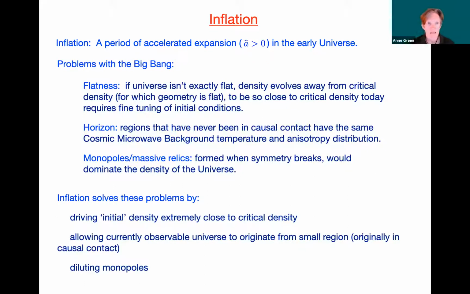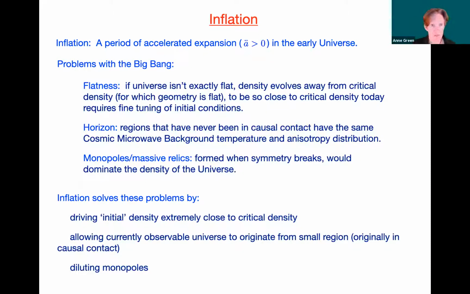And it does it in different ways. So in terms of the flatness problem, it turns out that this period of accelerated expansion drives the initial density so close to the critical density that even though it evolves away from it later, if the universe isn't exactly flat, it stays very close to it. The horizon problem is solved because we can take a small patch of the universe that was initially in causal contact and expand it by a huge amount so that all of the currently observable universe originated from this small initial region. And then finally, if you have troublesome massive particles produced, this rapid acceleration, the simplest model being exponential, would just dilute the monopoles away.